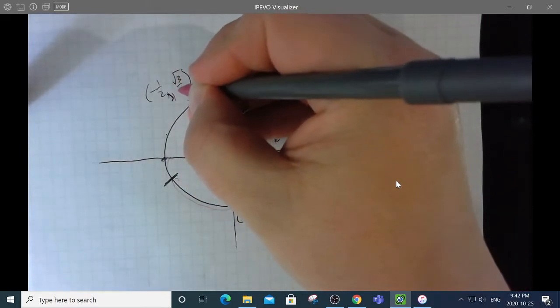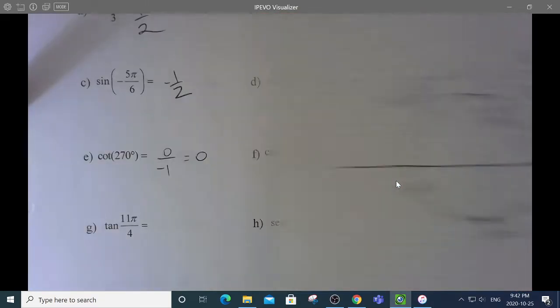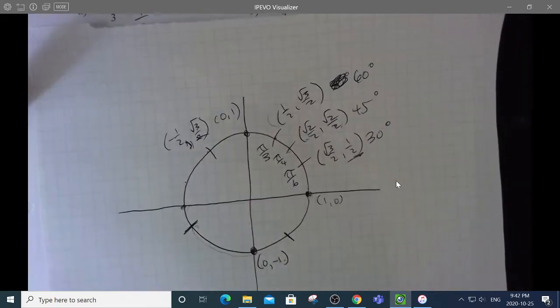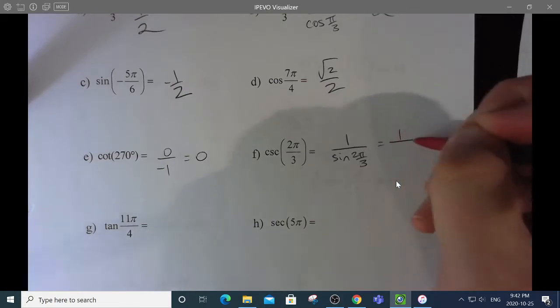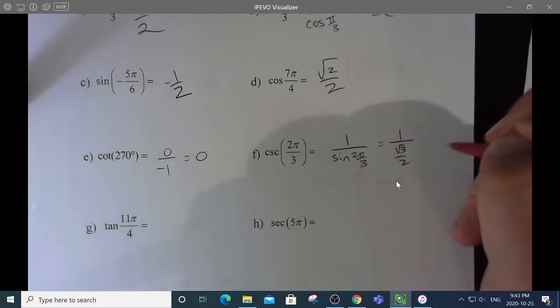Oops, I already put a comma there. And let's see, which one of those numbers do I want? Well, I want sine. Which one is sine? Sine is the y value. So this is going to be 1 over root 3 over 2.